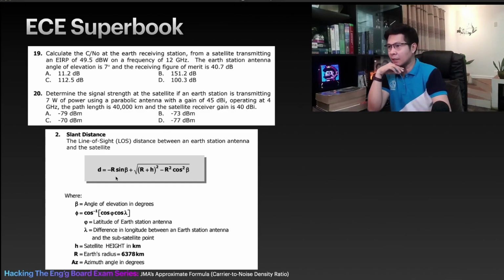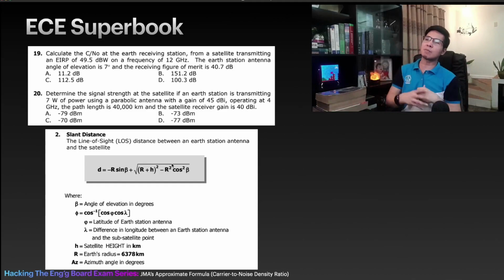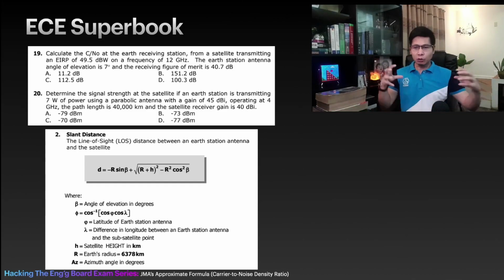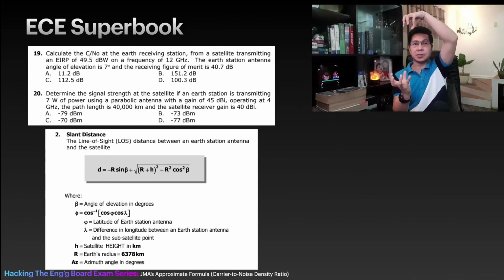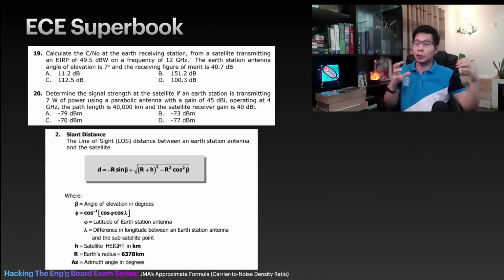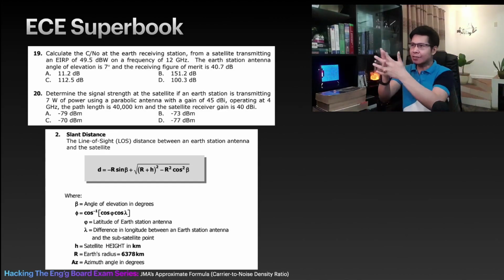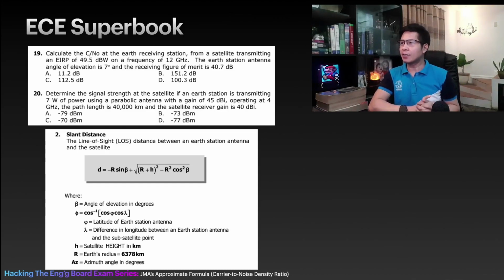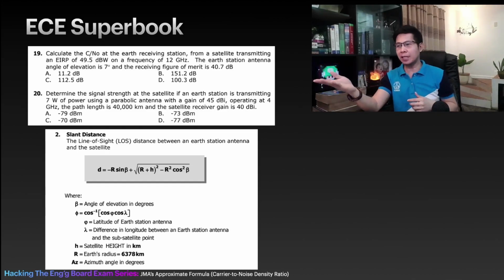Kasi mawawala itong part na ito, itong sine beta na ito. And yung cosine ng 0 degrees is 1. And then this one is 6,400 squared. And this one is 6,400 plus yung 36,000 kilometers. You square this minus this one. So you take the square root. That's approximately 42,000. So yung satellite natin, mula sa pinakamalapit, which is 36,000, hanggang sa pinakamalayo, which is around 42,000 kilometers. But in this case, ang binigay is, ang angle of elevation ay 7 degrees. Pwede nyo i-compute yan. Given naman yung formula dito eh.